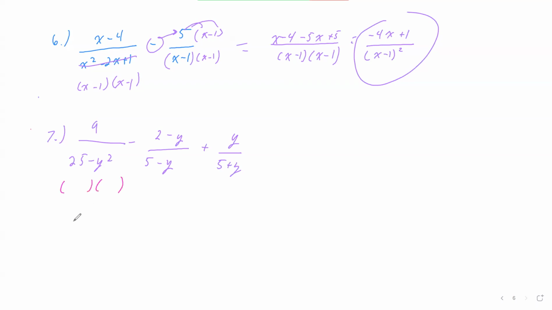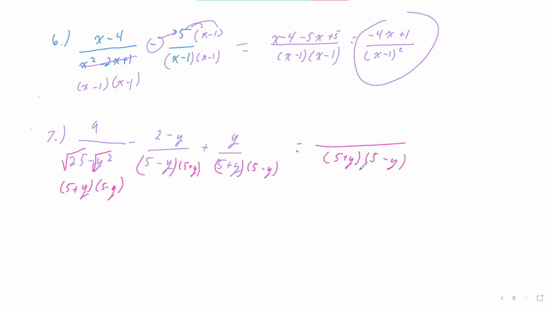Going to factor into two binomials. Take the square root of the first one. So square root of 25 is 5 and 5. Square root of the y squared, so that's going to be y and y. One with the plus, one with the minus. So then I notice that this one's missing the 5 plus y. And this one's missing the 5 minus y. So then I have my 5 plus y and 5 minus y.